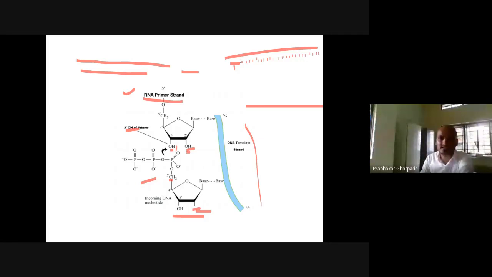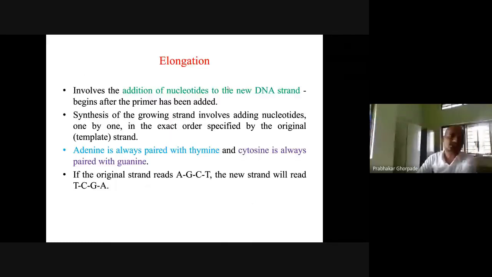And what happens at the end of replication? This RNA has to get removed with the RNase H enzyme. So that is the process. Elongation involves addition of nucleotides to the new DNA strand. It begins after the primer has been added. So the primer has added, and now during the elongation process, new dNTPs can be added.